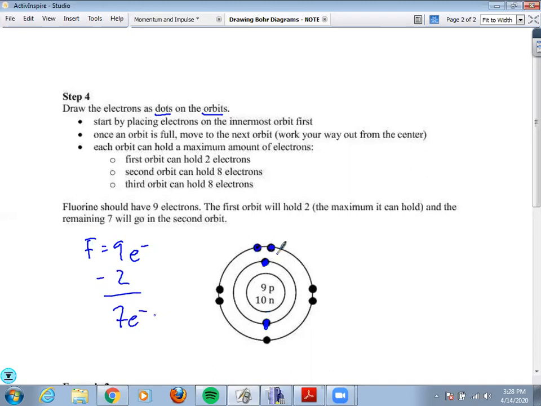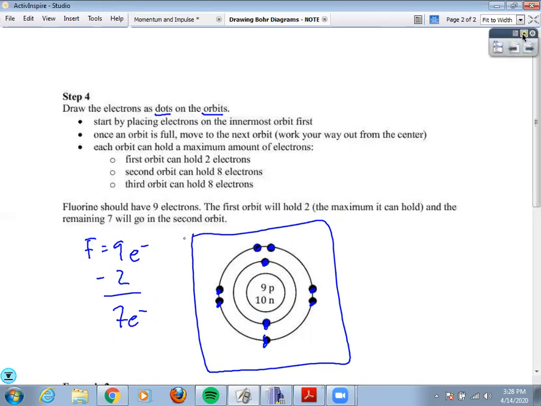So 1, 2, 3, 4, 5, 6, 7. And if we count this properly, there should be 9 in total. 1, 2, 3, 4, 5, 6, 7, 8, 9. So this, inside the box, is a Bohr diagram.